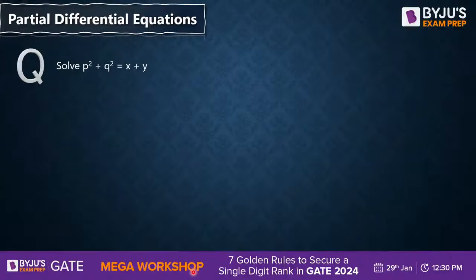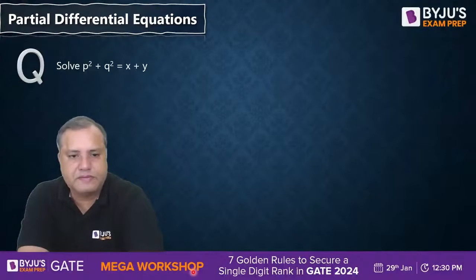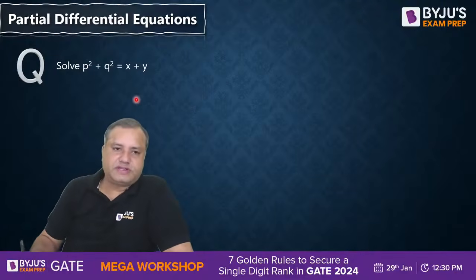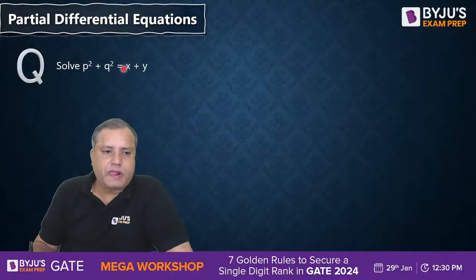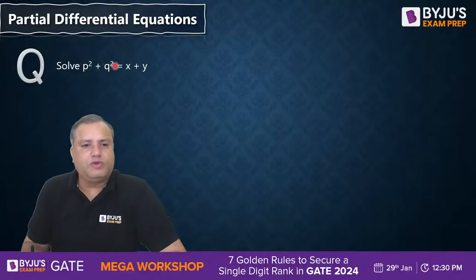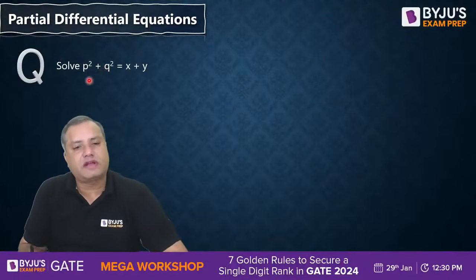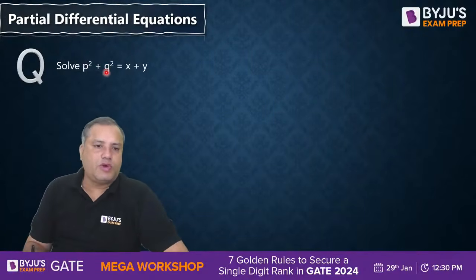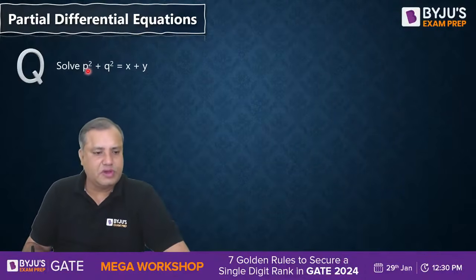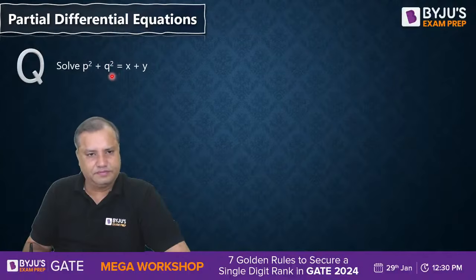Here comes the question from type 3. So students, in this equation you can see p, q, x and y. Before that, see here, as far as the derivatives are concerned, only p and q are there. Only p and q are there, correct?